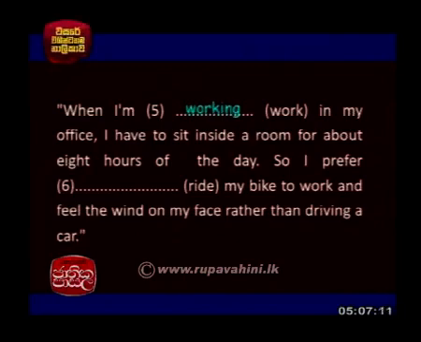So I prefer. Now here you can use two words, either I prefer to ride, with the word is ride, I prefer to ride, or you can say I prefer riding my bike to work. Both are correct here, children. I prefer to ride my bike to work, or I prefer riding my bike to work and feel the wind on my face rather than driving a car.